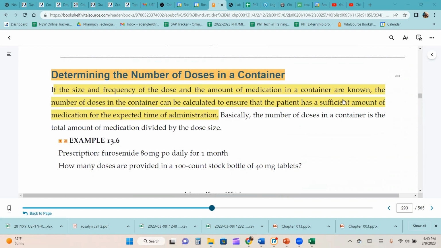Determining the number of doses in a container. If the size and frequency of the dose and the amount of medication in a container are known, the number of doses in the container can be calculated to ensure that the patient has a sufficient amount of medication for the expected time of administration. Basically, the number of doses in a container is the total amount of medication divided by the dose size. Okay, now we will do example 13.6.